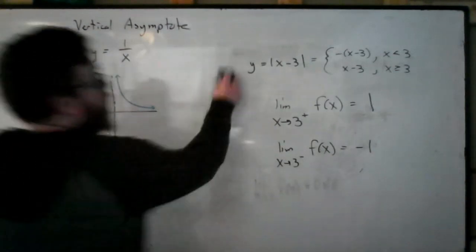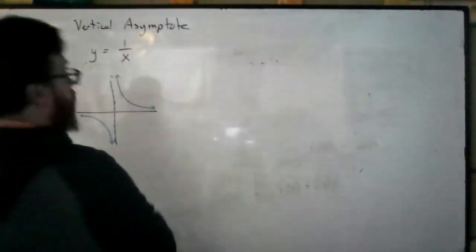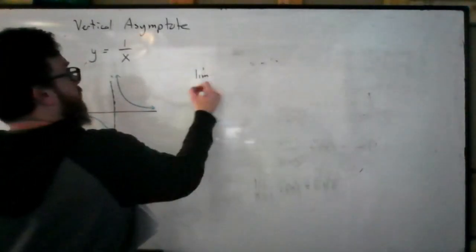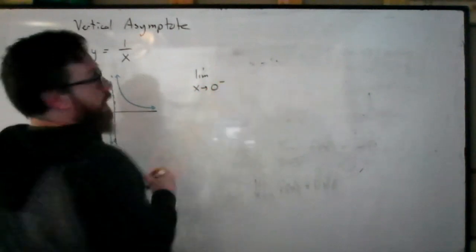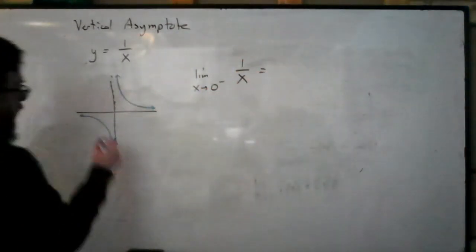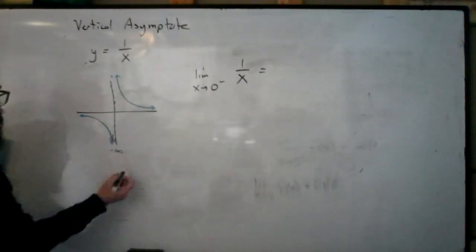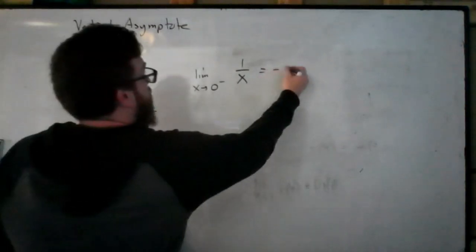So if I want to ask what's the limit as x approaches 0 from the left-hand side, so what's the limit as x approaches 0 from the left, from the negative side of 1 over x, we can see that I'm on these train tracks going this way, and you can see that it's going down to negative infinity. So this is negative infinity.